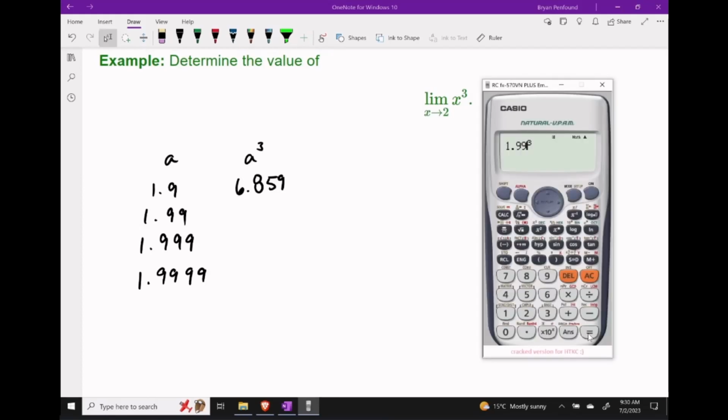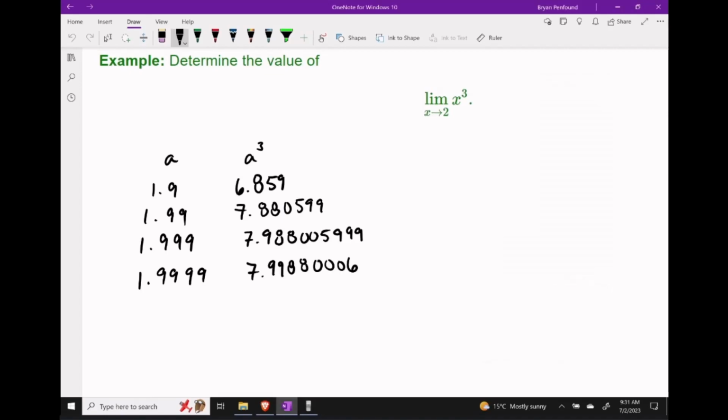Next, let's go back and evaluate 1.99 cubed. And in this case, we get about 7.88. Next, 1.999 cubed gives us about 7.988. And finally, 1.9999 cubed evaluates to about 7.9988. So looking at our table of values here, it appears that as x gets closer to 2 for values that are a little bit smaller than 2, it looks like x cubed is tending towards the number 8.